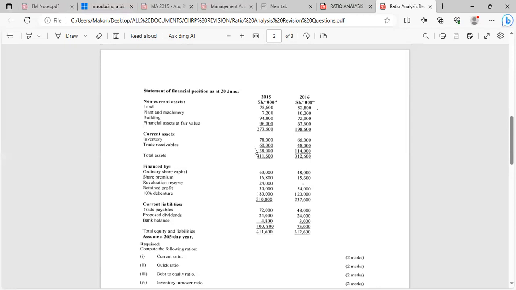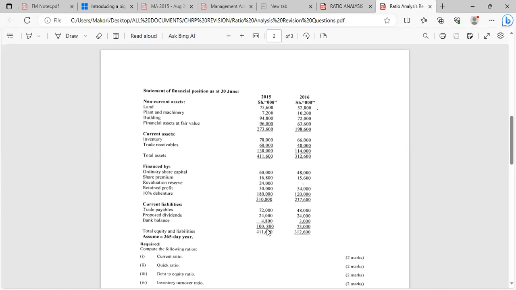So for 2015, the current assets are 78 plus 60. That is the inventory plus the receivables. Receivables are the same as the debtors. So you get a figure of 138,000. Then you take 138,000 and divide by the figure for the current liabilities. The current liabilities are the trade payables, the proposed dividends, and the bank balance. If you add these three, they give you 100,800.